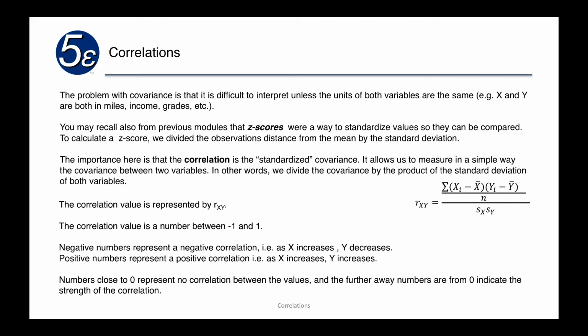And in previous modules, we had shown that numbers that were close to 0, either on the negative side or positive side, from around -0.2 to positive 0.2, represented no correlation. And the further away it was from 0 would indicate the strength of the correlation in either the negative or the positive direction.